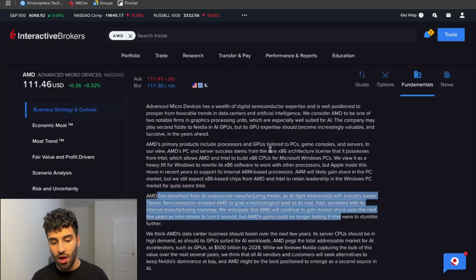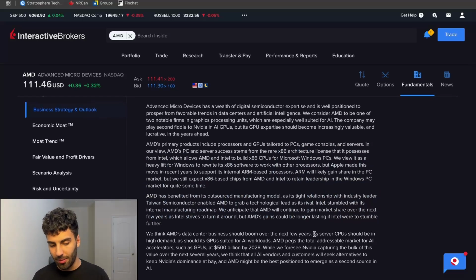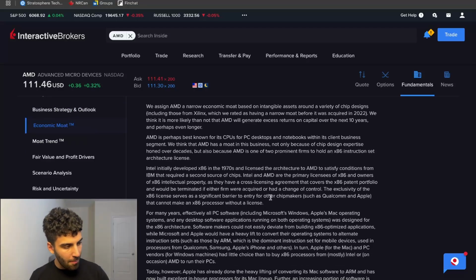So they just simply design the GPUs and the CPUs and that type of stuff, and they just hire other, for example, TSMC or Global Foundries or whoever to actually make and manufacture the chips for them. So they fully outsource the manufacturing. Now, with that being said, the main component that we should kind of be looking at with AMD is the qualitative aspect of this business. At least that's what I care about.